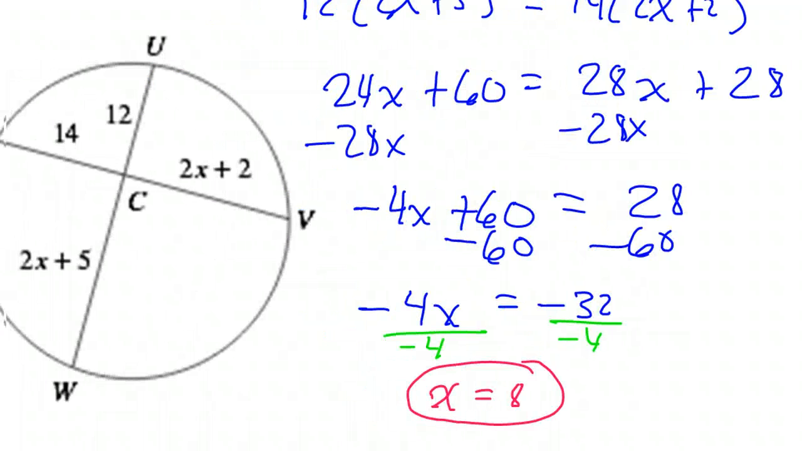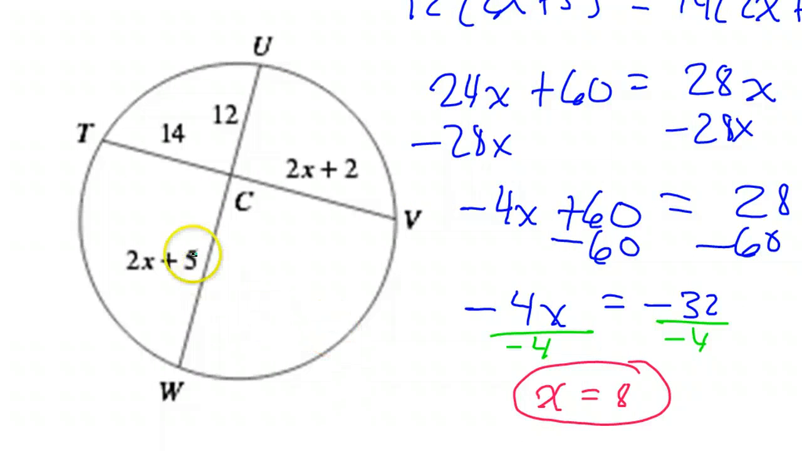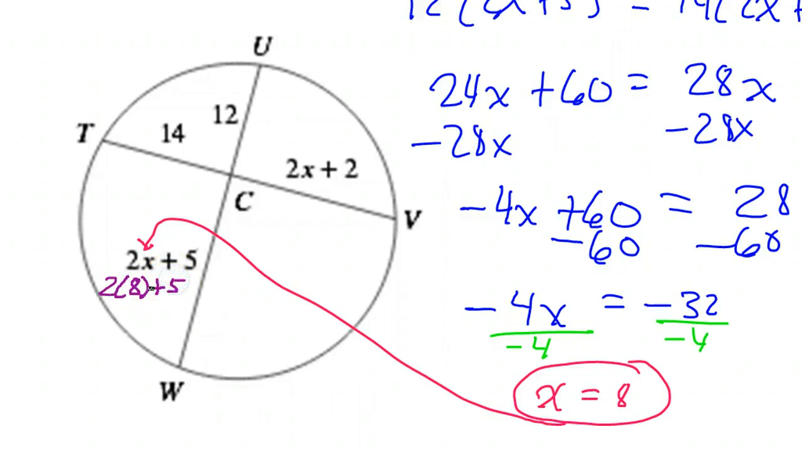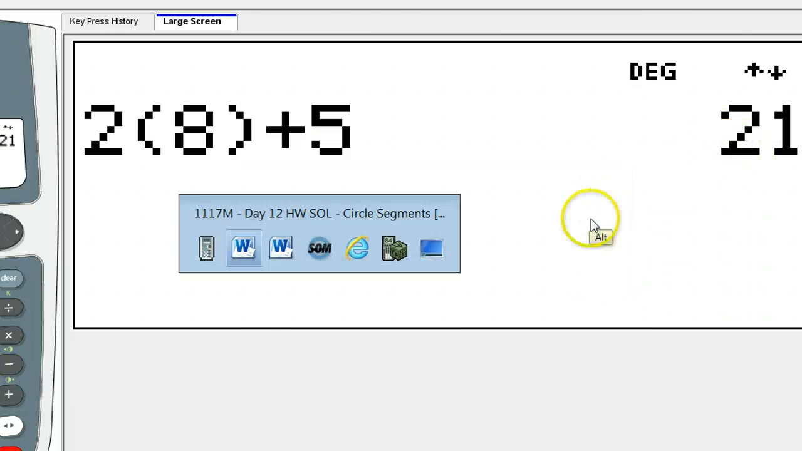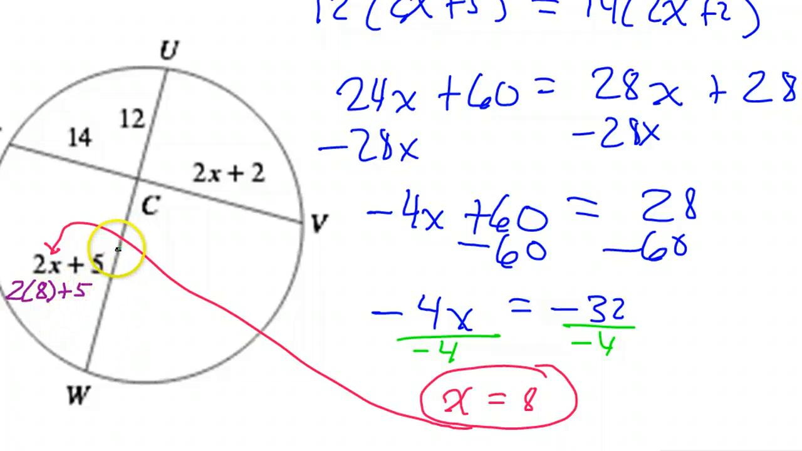Okay, but that is not the final answer. We're supposed to find UW. So I need to take this 8 and substitute it back in. That is going to give me 2 times 8 plus 5. 21. Okay, so that means this segment right here is 21.